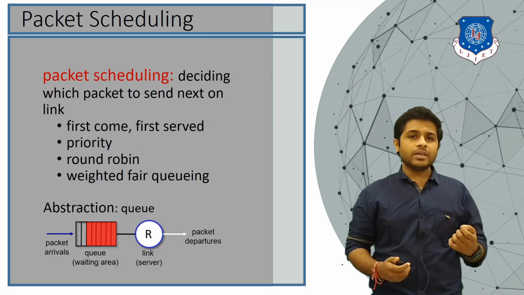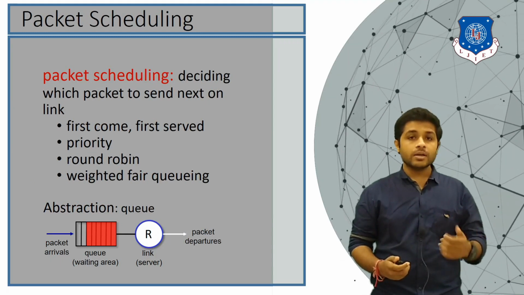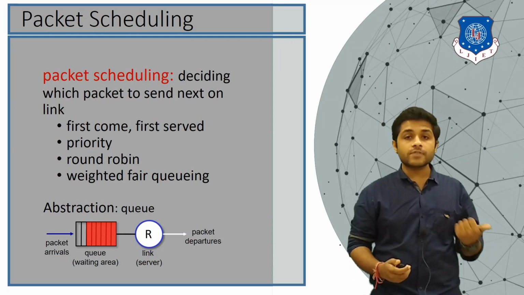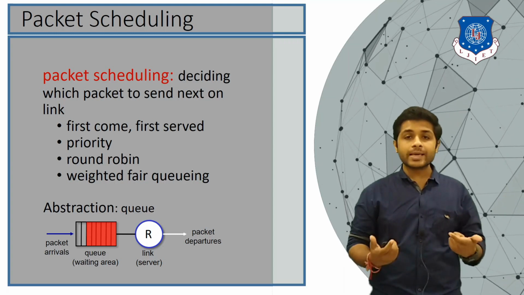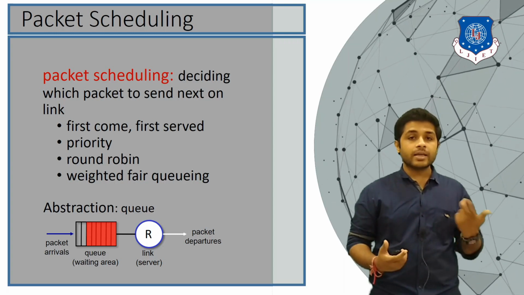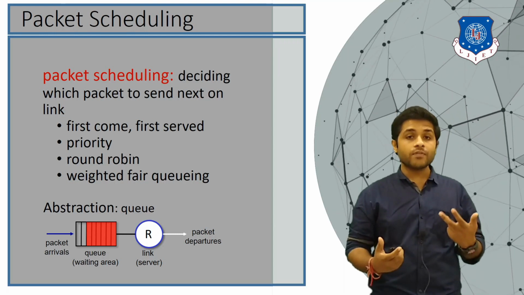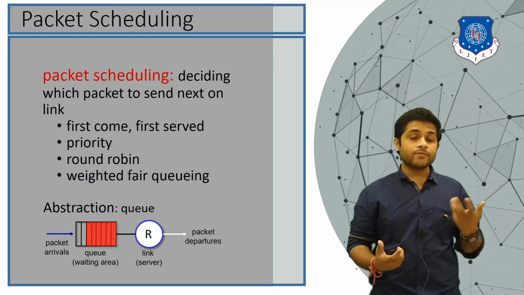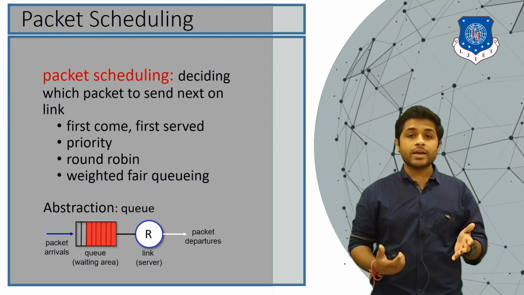So there are generally four types of packet scheduling. The first one is called first come first served. Then the scheduling can be on the basis of priority, then on the basis of round robin, or in the form of weighted fair queuing.